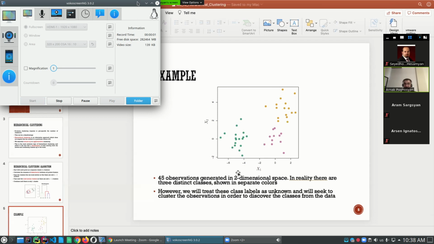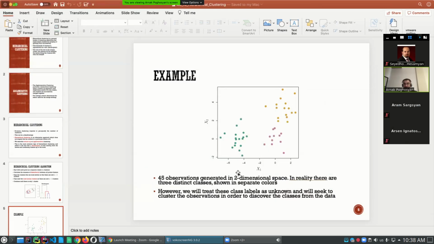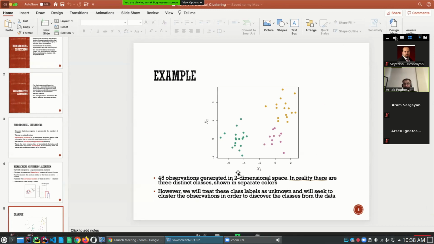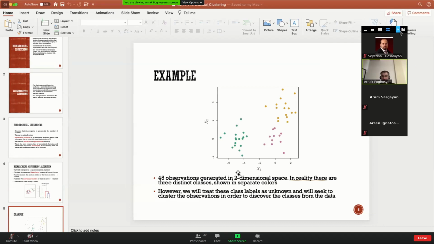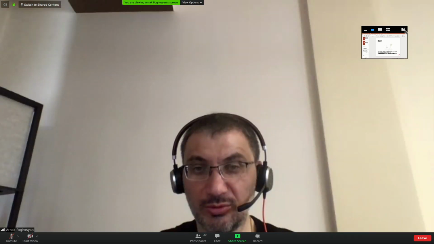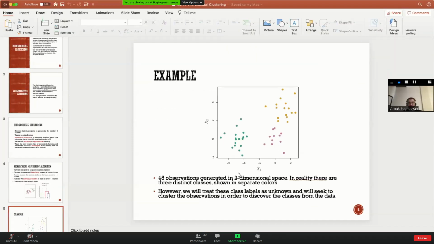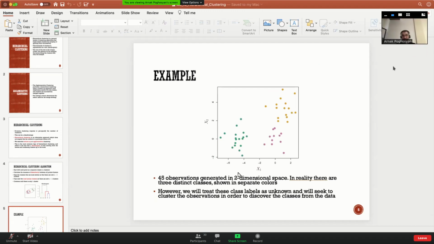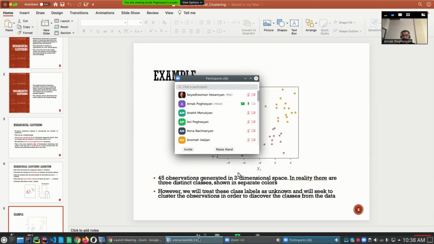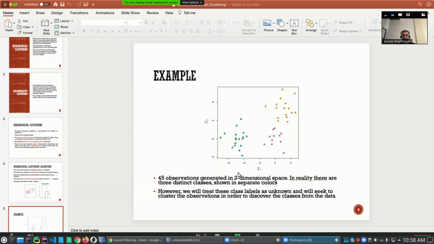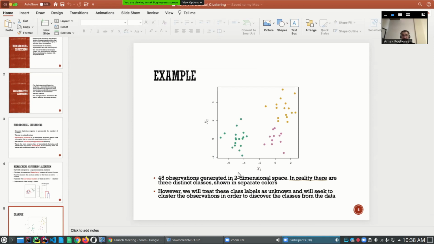There is no single answer because these are just points, and we have some visual perception. 2 is also good, 3 is also good. Although you see the description that in reality there are 3 distinct classes. About what reality we are speaking, no one knows, because in reality maybe we have 2 clusters, maybe we have 3 clusters. However, you understand that clustering, an unsupervised approach, is always a problem.